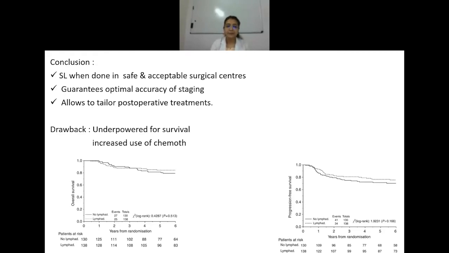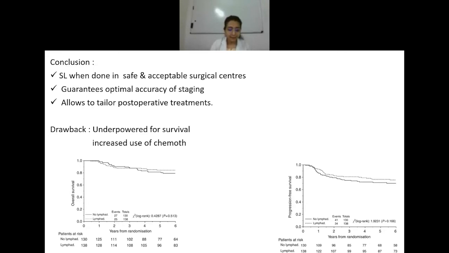These are the graphs that show overall survival and progression-free survival in the study, showing that it is not statistically significant. Here, was chemotherapy given in both the groups? Yes, ma'am, it was given in both the groups. So we could not assess what was affecting the progression-free survival and not the overall survival.